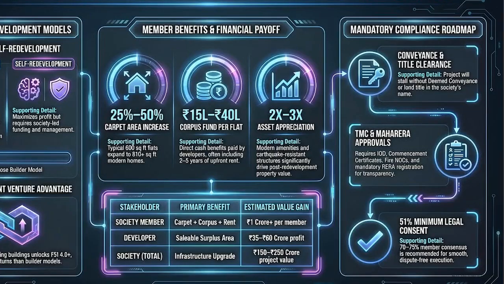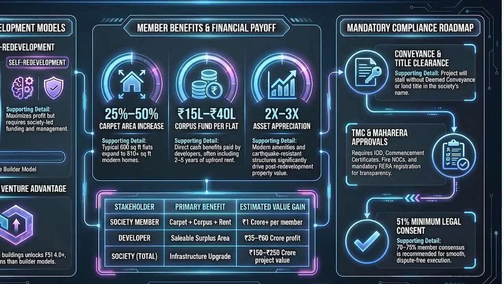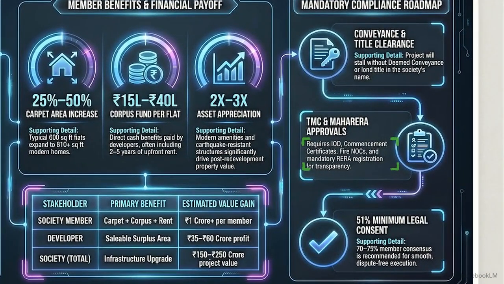Step 5 is the approval staircase, the rigid sequence of compliances developers navigate to make projects legal. They must secure layout approval, an intimation of disapproval, and specific NOCs. The process culminates with Maharera registration and the commencement certificate before construction starts.